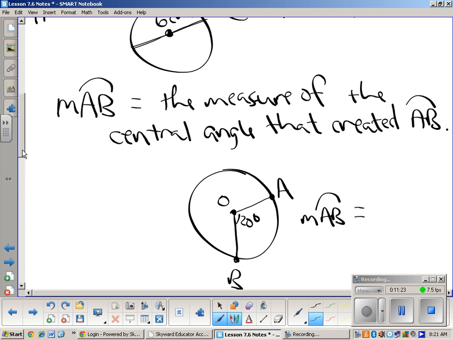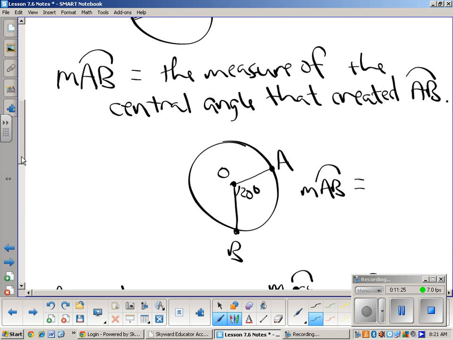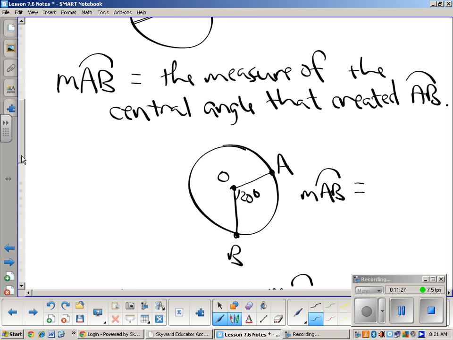Okay. This part's just a little bit harder. It says find the measure. M arc AB means the measure of arc AB. This is what it stands for, the measure of arc AB. So they want us to find the measure of arc AB here. Okay? Now they did not ask for the length of arc AB, they asked for the measure of arc AB.